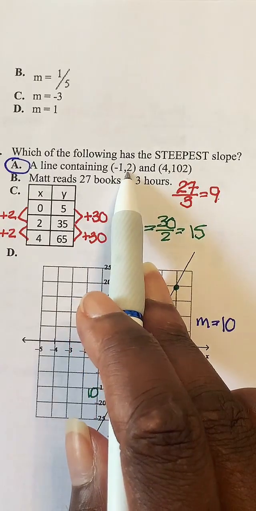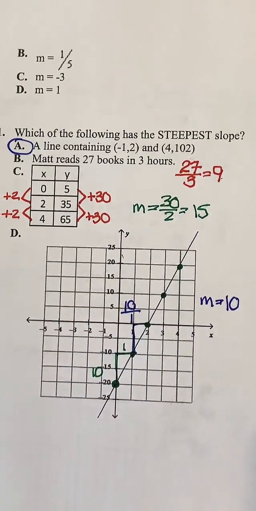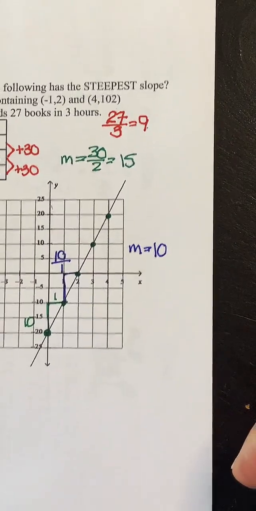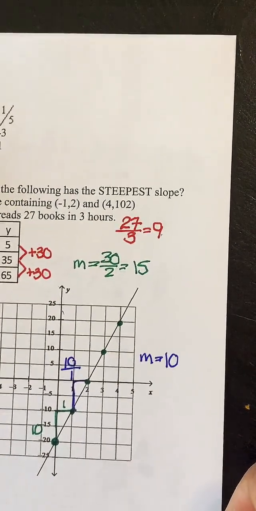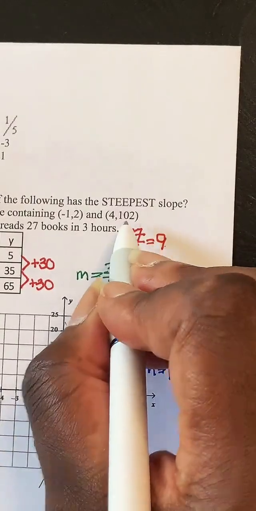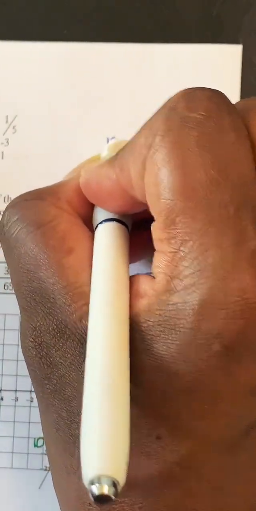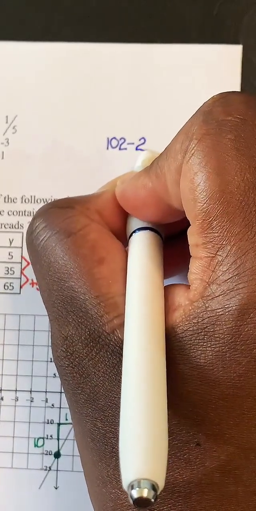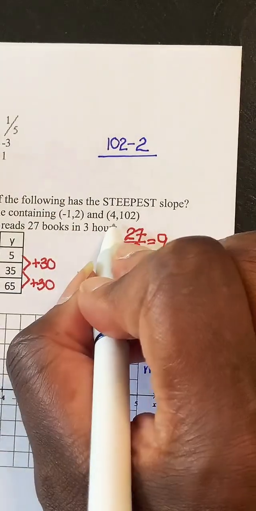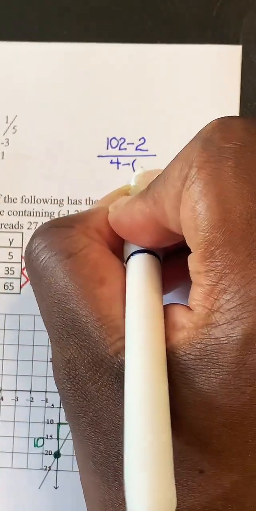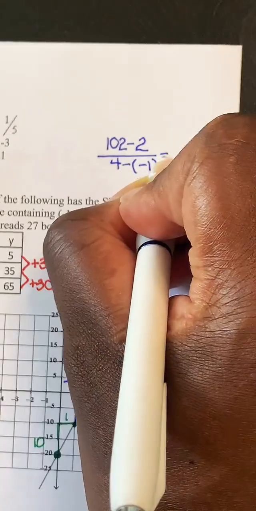I'm at -1 to 2, and if I want, I could do it algebraically. So let me put it down here so it gives me some room. Actually, I can put it up here. So if I want, I can do my y2, which is 102, minus my y1, which is 2, over my x2, which is 4, minus my x1, which is a -1.